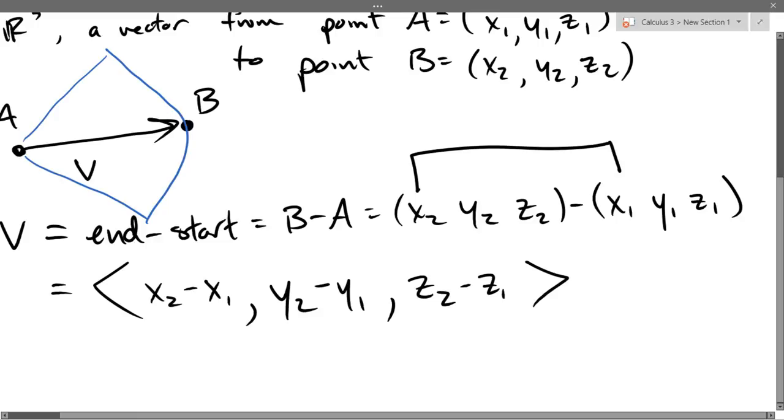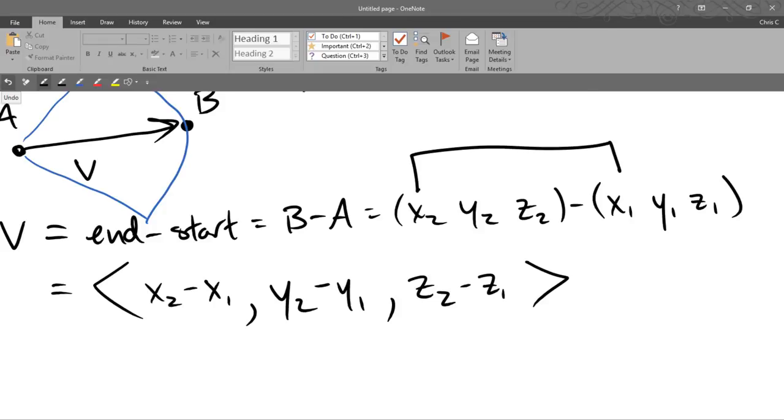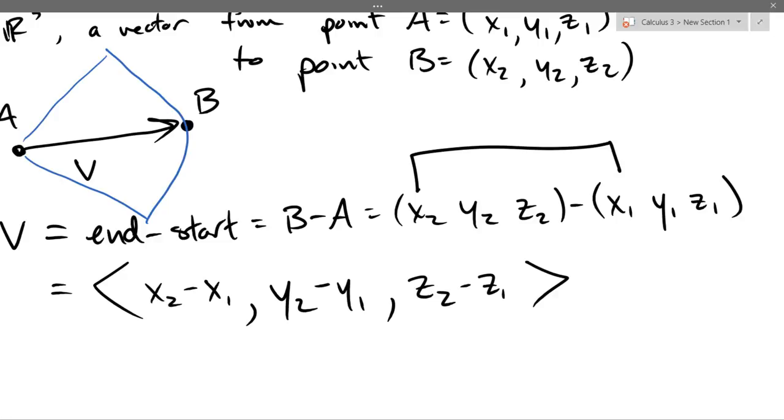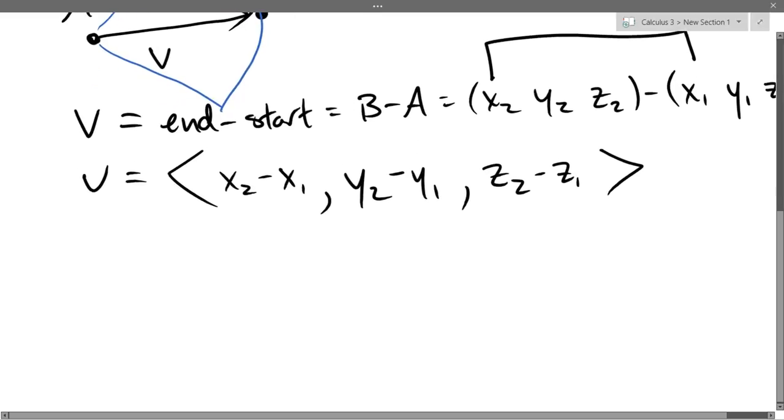I'm using commas because I don't want you to think that there's multiplication happening right there. So they're three separate parts. And now it's less obvious because there's a lot of stuff inside the x, y, and z coordinates. So I'm using commas definitely in this case. So that's how we get a vector between two points.